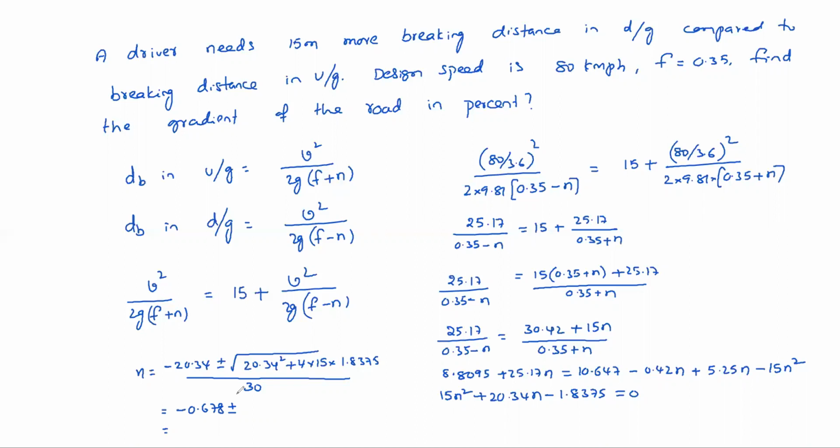Plus 4 into 15 into 1.8375, equal to 22 by 30, 0.763. So n is actually a positive value we need to get. So obviously minus 0.678 plus 0.763. So 0.763 minus 0.678, 0.085, which in percent means 8.5% of gradient. Okay.